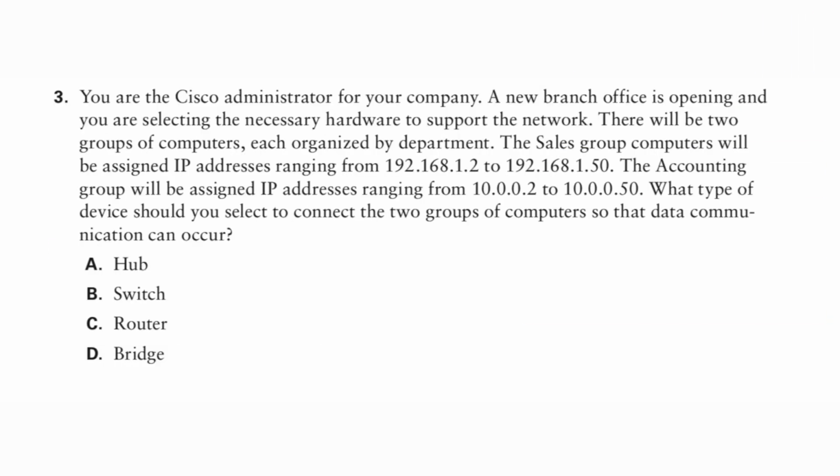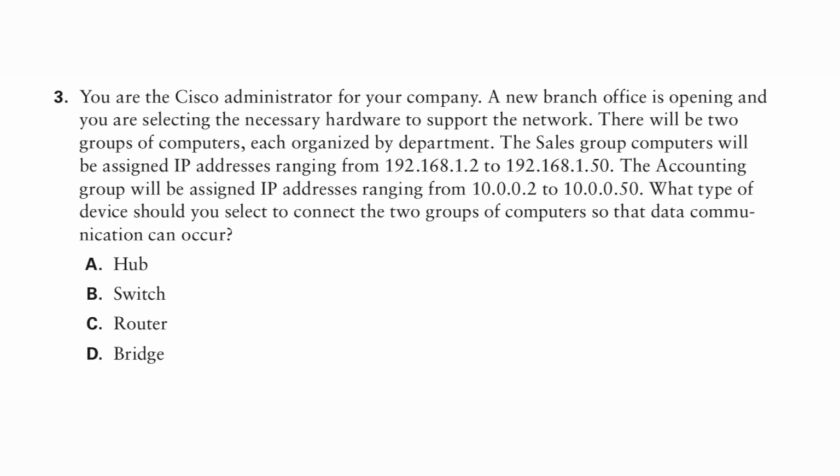Number 3. You are the Cisco administrator for your company. A new branch office is opening and you are selecting the necessary hardware to support the network. There will be 2 groups of computers, each organized by department. The sales group computers will be assigned IP addresses ranging from 192.168.1.2 to 192.168.1.50. The accounting group will be assigned IP addresses ranging from 10.0.0.2 to 10.0.0.50. What type of device should you select to connect the 2 groups of computers so that data communication can occur?